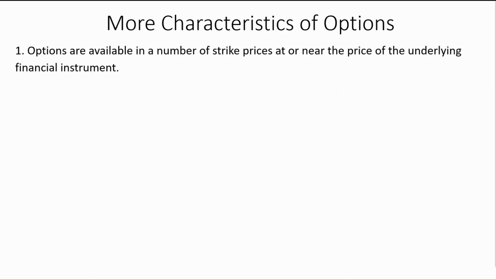Now, options are available at a number of strikes at or near the underlying price of the financial instrument. What I mean by this is, if you look at the option chain, there's a plethora of strikes depending on the particular stock.